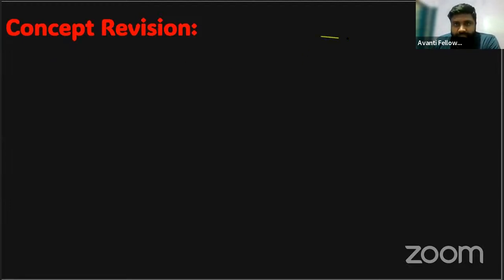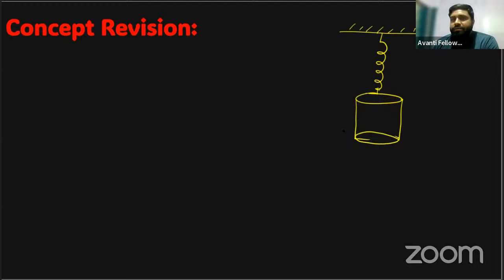Now, if the ceiling is same, the spring attached is same, and the cylinder is also same, but there is only one change in the situation. Now, this cylinder is completely immersed in the liquid. Okay. Now this cylinder is completely inside the liquid.